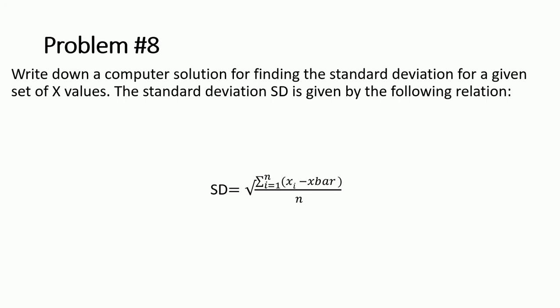Standard deviation is given by SD is equal to the square root of the summation of the difference between a particular x and x bar. X bar is usually how we write the mean, okay? And then the number of numbers is supposed to divide whatever expression we have over there. Please take note of this.